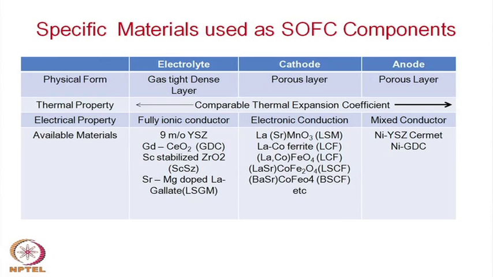Well, these are the different kinds of materials and some of the properties required for the construction of the solid oxide fuel cell. These are the three headings: the electrolyte, cathode and the anode, and then the physical form in which they are needed. Electrolyte must be a gas tight dense layer. The gas tight dense layer is the form in which the electrolyte is needed.